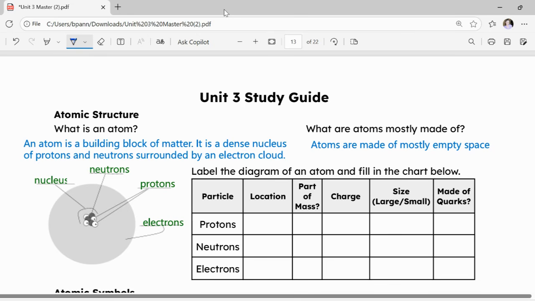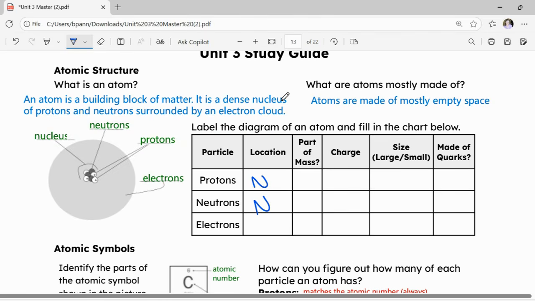When we're looking at our different particles, remember that our protons and neutrons are both located in the nucleus. I'll write N for nucleus. We know that electrons are located in the cloud outside the nucleus. I'll write C for cloud. We know that protons and neutrons are both part of the mass of the atom, which means they're counted in the mass number. Electrons are too small. They have mass, but it's so insignificant that it doesn't count in the overall mass of the atom.